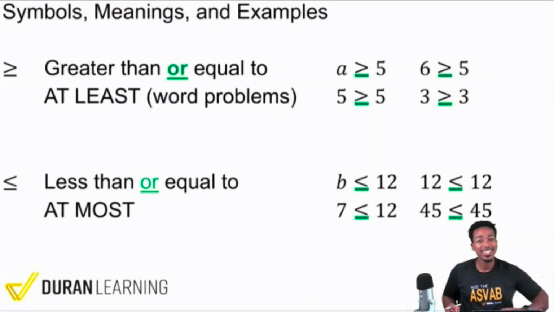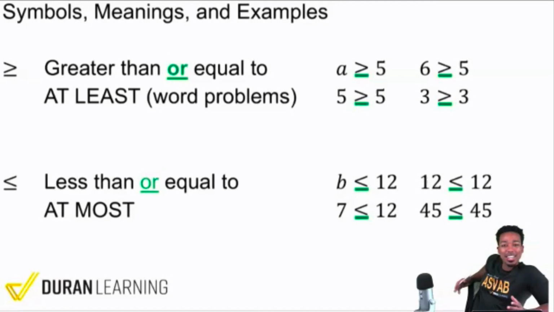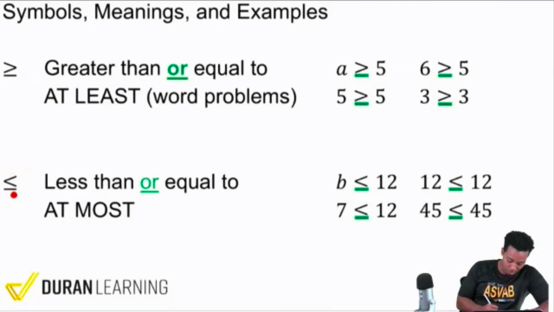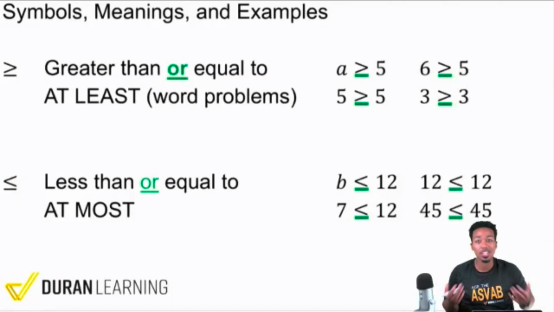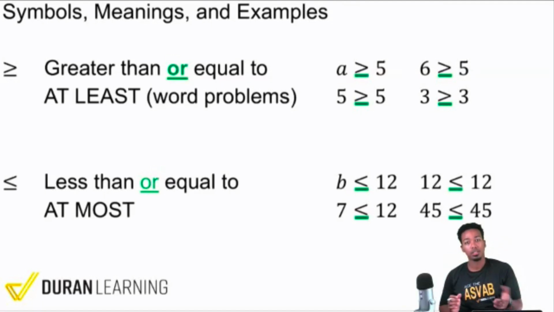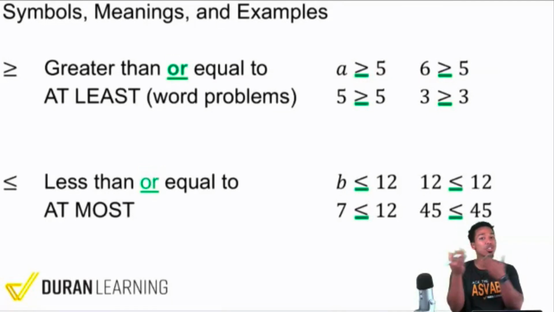All right. So the next one here, less than or equal to. Remember, whenever you have that two-part symbol, less than with an underline, or greater than with an underline, it means it's either going to be less than or equal to, or greater than or equal to. And "or" means either one, not both. There's a difference. There is a difference.